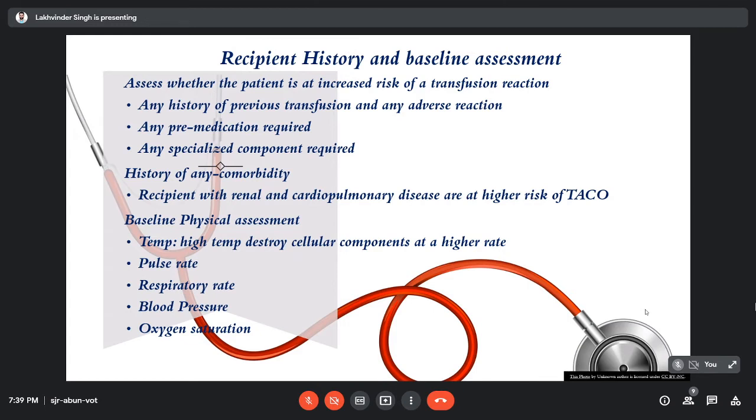Patient may have a decrease in blood pressure in hemolytic transfusion reaction. So we have to know whether there is a fall in blood pressure or the patient is already having low blood pressure.